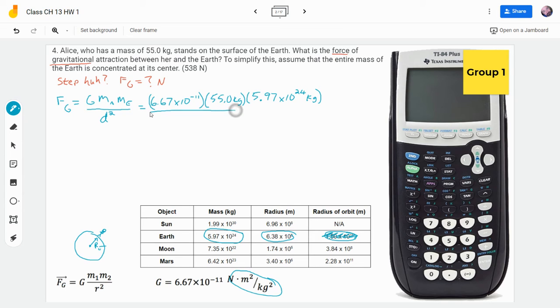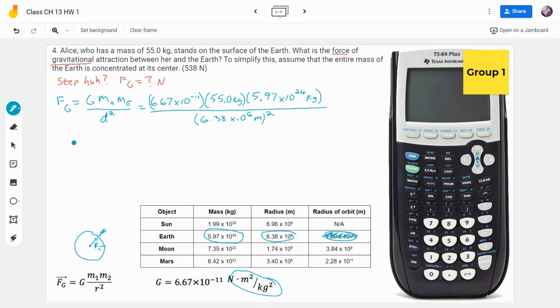And all of this is divided by the distance between these two masses squared. Well, that's the radius of the Earth, and that is the 6.38 times 10 to the 6th number. So 6.38 times 10 to the 6th meters, and that number gets squared. If we can do this in the calculator, we'll have the answer.